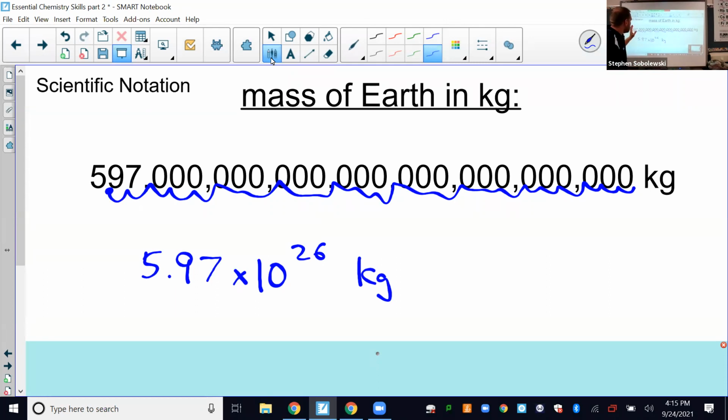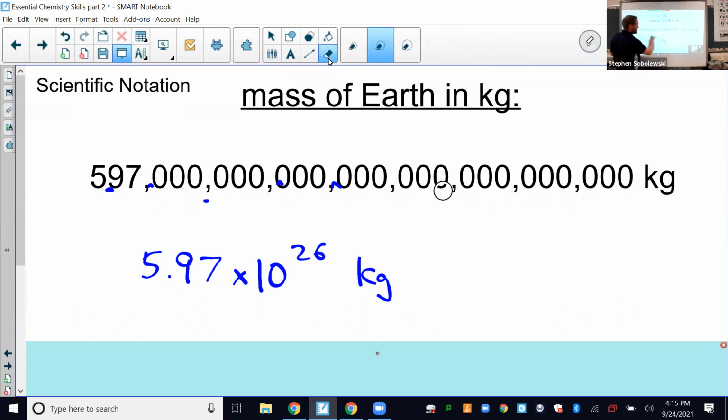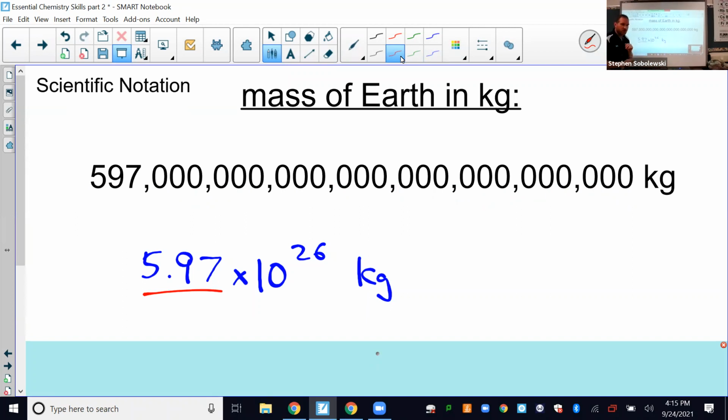Now, the way you write it in scientific notation should be consistent with how many sig figs are in the number. How many sig figs are in this massive, gigantic number? 3. Those trailing zeros do not count. And similarly, this number here has 3 sig figs. The front numbers only tell you the sig figs in scientific notation.